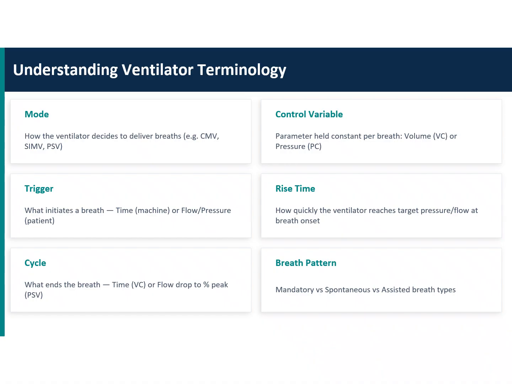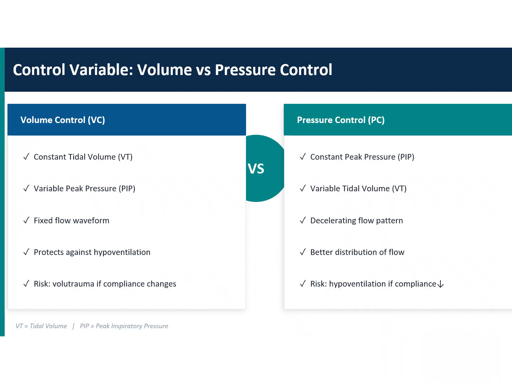What about cycling? Cycling is where inspiration switches to expiration. And what about the breathing patterns, whether it is mandatory? Mandatory breathing you can only see in patients who are heavily sedated and paralyzed. Spontaneous breathing we expect in pressure support ventilation when we are trying to wean the patient. And assisted breath types are the most common; in VCV and PCV modes, that is what you are going to see.